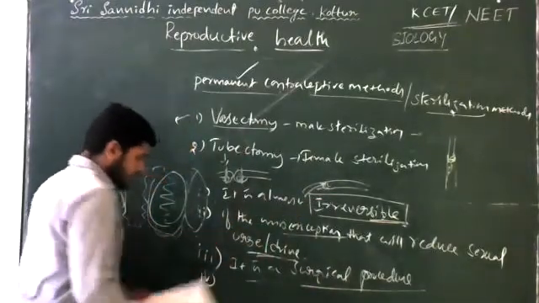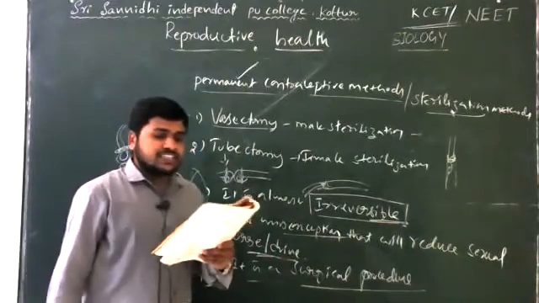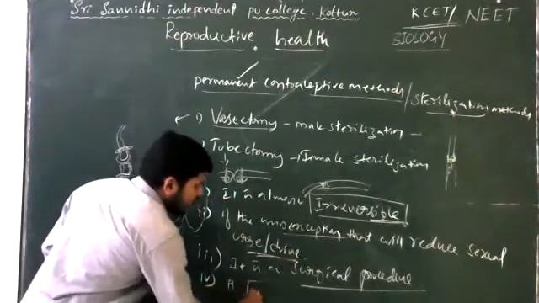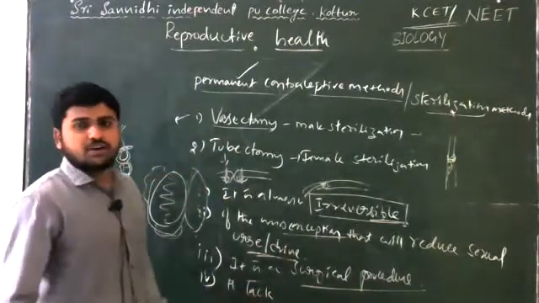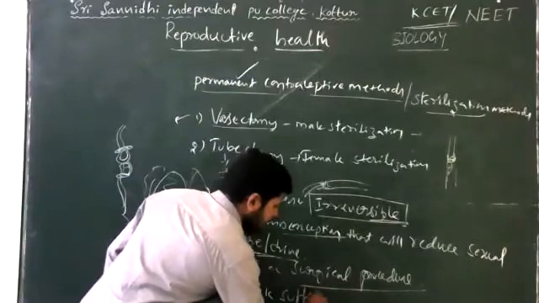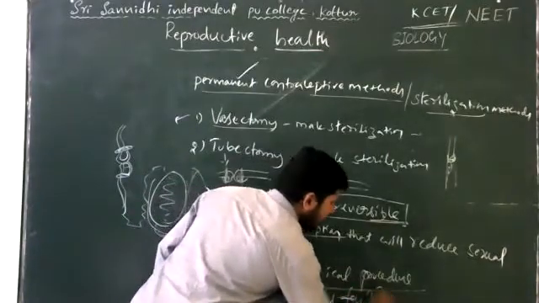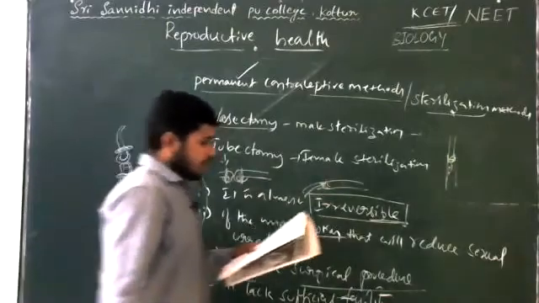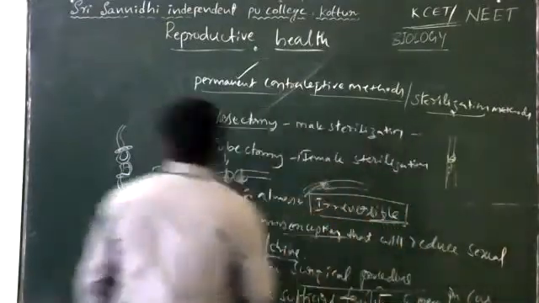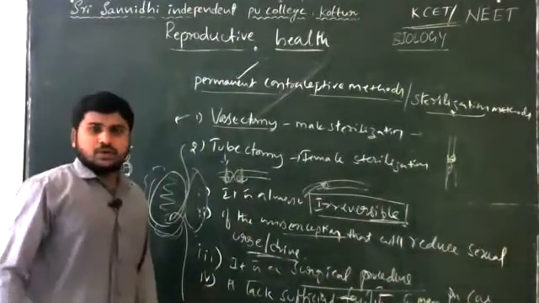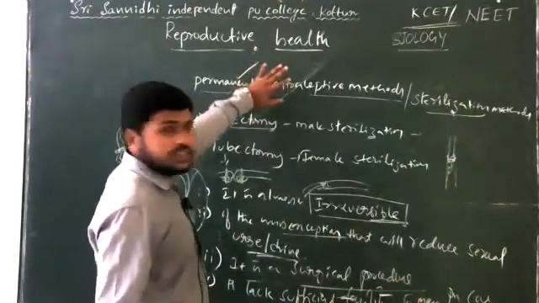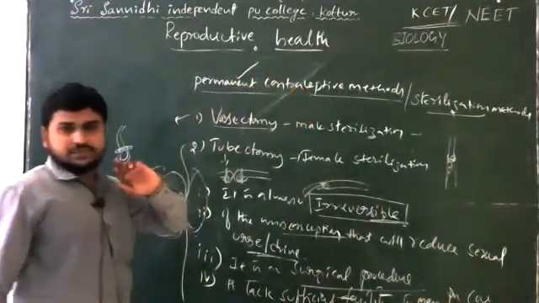And the fourth reason is the lack of sufficient facilities in many parts of the country. Remember, couples choose permanent contraceptive methods as the last option because of the lack of sufficient facilities for them in many parts of the country. So these are the reasons, all correct, why couples choose permanent contraceptive methods or sterilization methods as a last option.